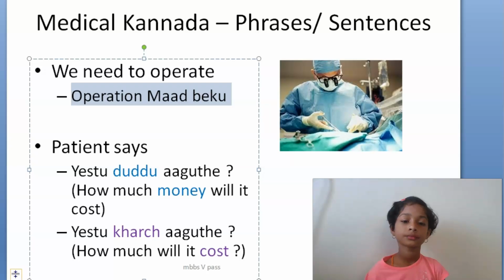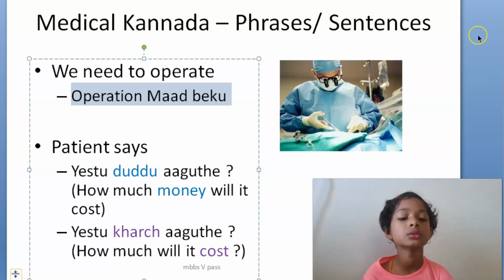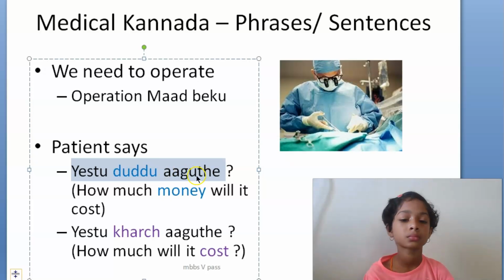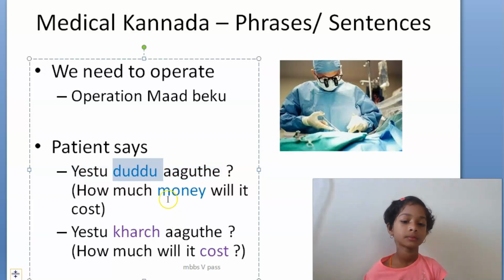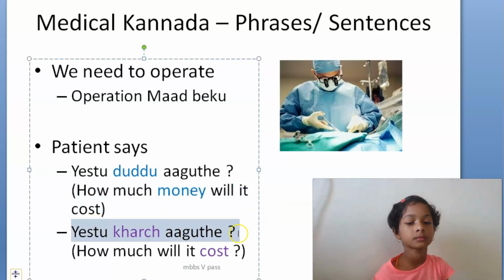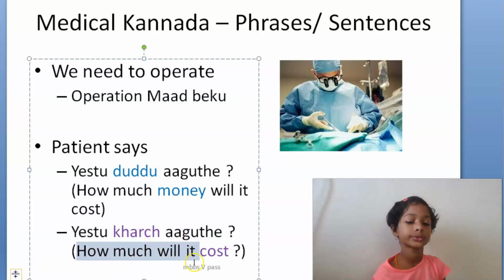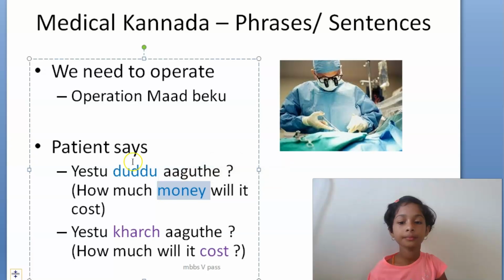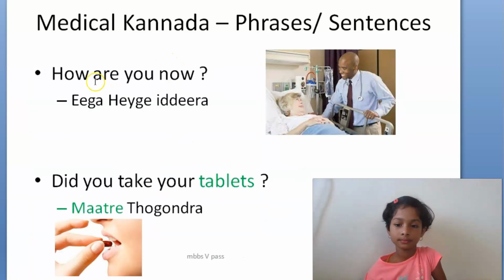Then the first thing the patient will ask is, how much will it cost? Eshtu duddu agutte. Duddu means he's asking about money. How much money will it cost? Or the patient can ask, eshtu kharcha agatte. That means how much will it cost? Duddu means money. Very good.